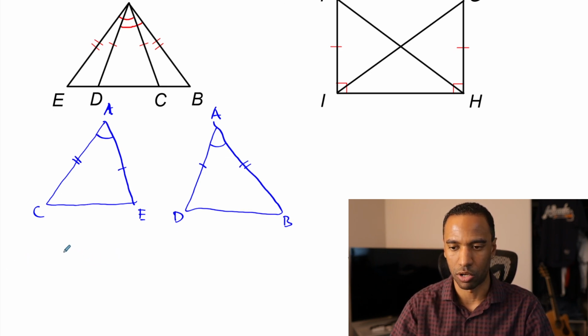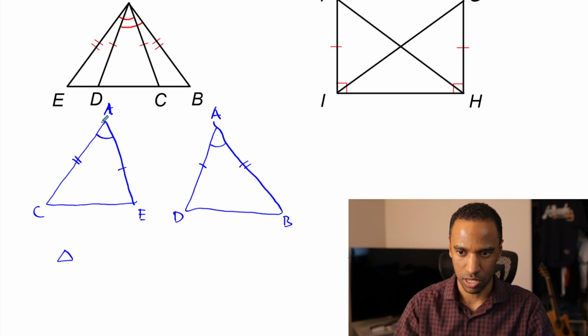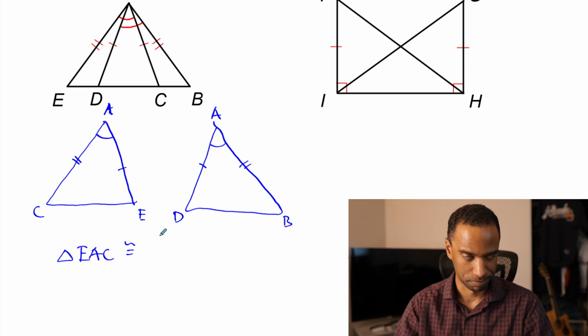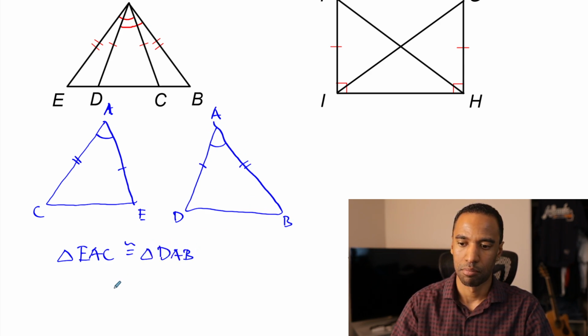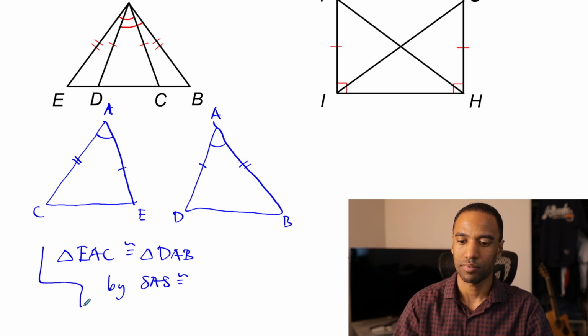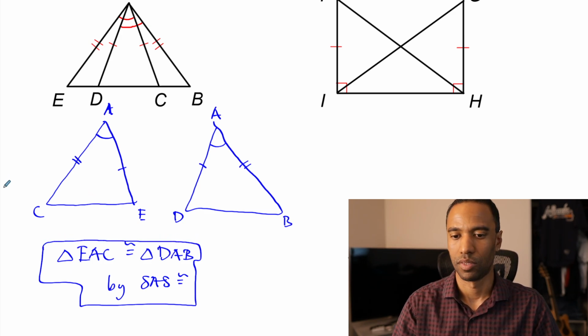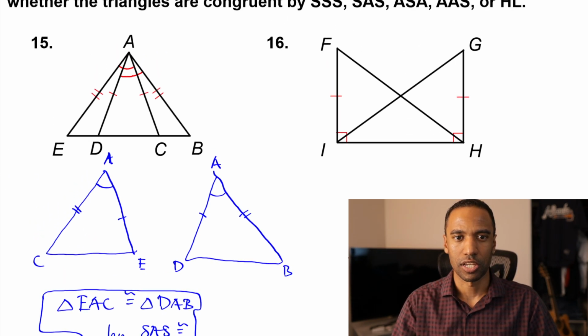Looks like it's a reflection though, right? So let's call this triangle EAC, going across the single side and the double side tick marks, and then single side, double side, triangle DAB, by side, angle, side. All right? Looking good. Let's take a look at number 16.